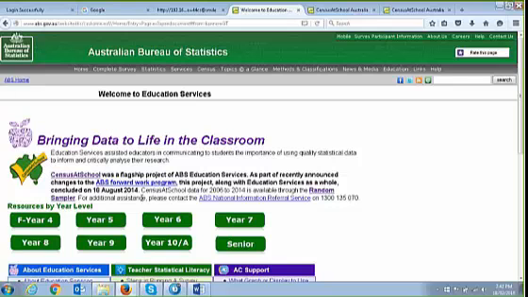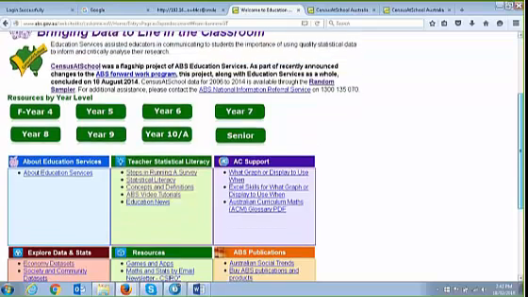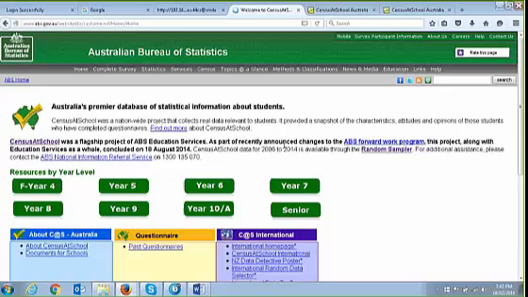from prep to year 12, and these data sets on a range of questions are saved in Excel files. I'm just going to briefly show you how you go about doing that. So as we go into the Census at School, I click on that link. I go to the random sampler.